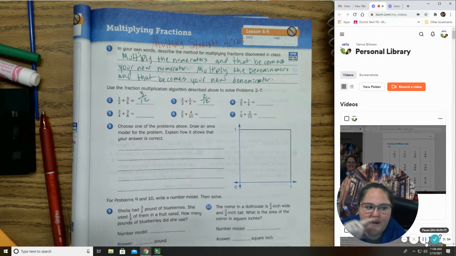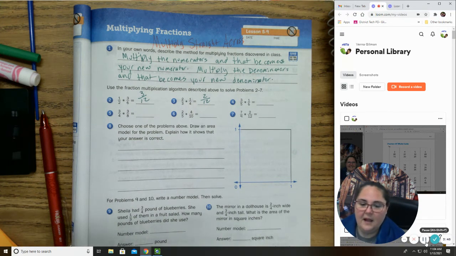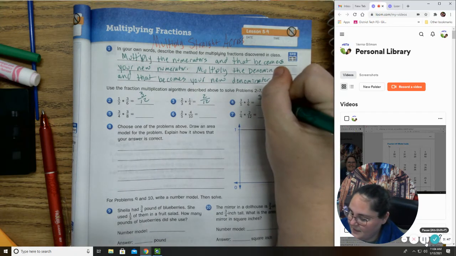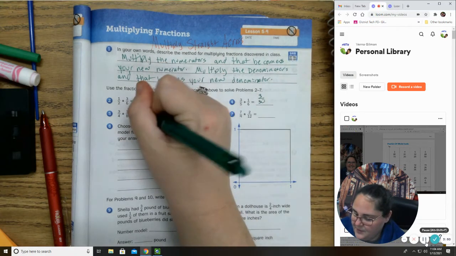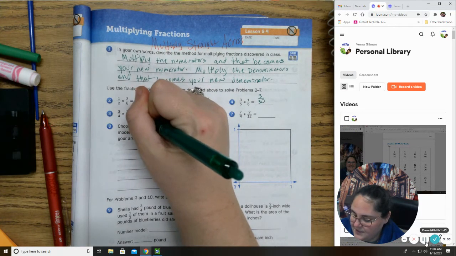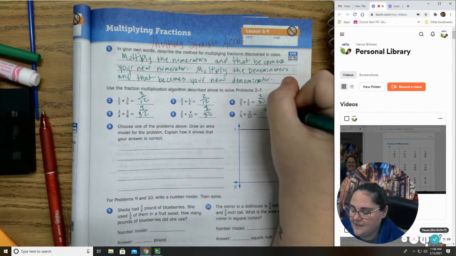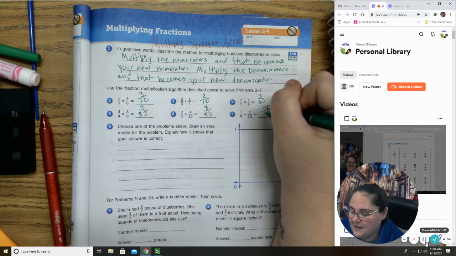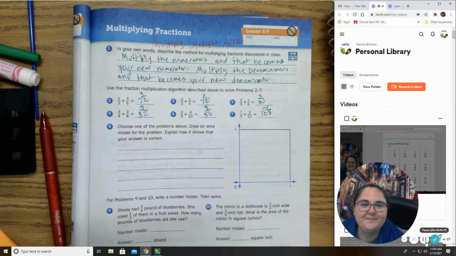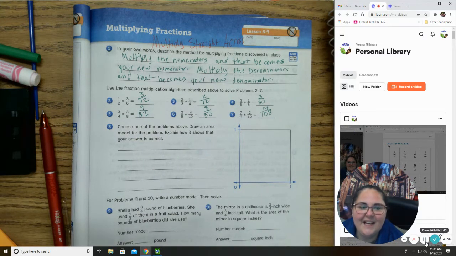I'm going to go ahead and do numbers 4, 5, and 6 really quickly. I want you to finish them on your own. All right, here we go. Number 4, 3 times 1 is 3. 5 times 6 is 30. 3 times 3 is 9. 4 times 8 is 32. 2 times 4 is 8. 5 times 10 is 50. And 7 times 2 is 14. 9 times 12 is 108. Done.